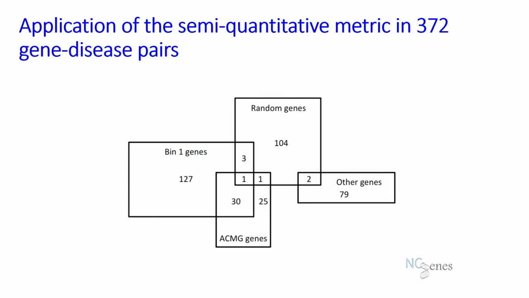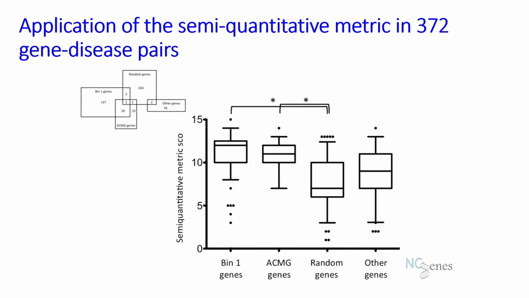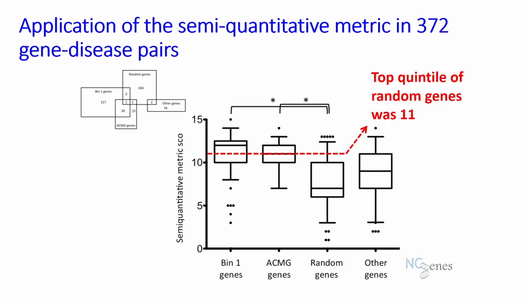The important thing to take from this is that we looked at some genes that we had previously thought would be in bin 1, as well as genes that the American College of Medical Genetics thought were medically actionable, as well as a subset of about 100 or so random genes. And the scores from those groups indicated to us that our bin 1 genes that we thought were actionable, as well as the ACMG genes, both scored at a very high level, whereas the random genes predictably gave us a much wider spread of scores. And that told us that our metric was probably differentiating between genes, or between the conditions. And the top quintile of the random genes was 11, and so that's where we have sort of drawn our line for right now.